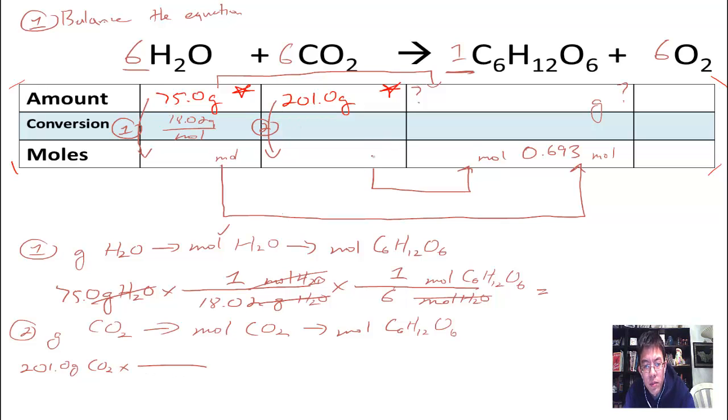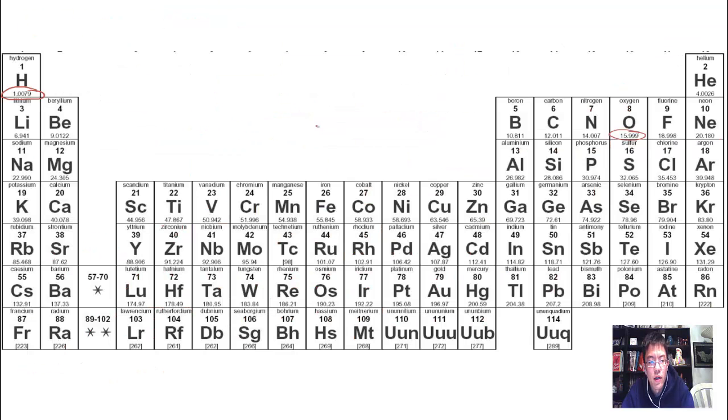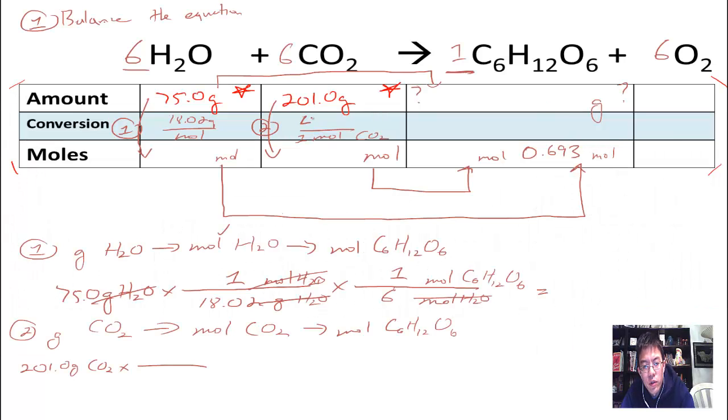I'm starting with 201.0 grams of CO2. To convert from grams to moles for CO2, I'm going to need a conversion again. Let's look at the periodic table. C is 12, O2 is 16. So 12 plus 2 times 16, about 44. So in 1 mole of CO2, there are 44 grams of CO2.